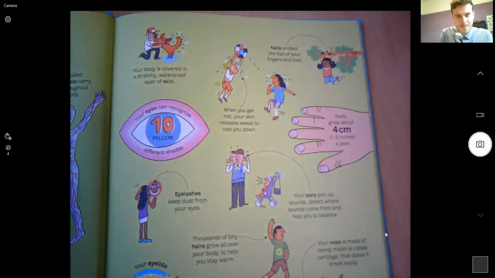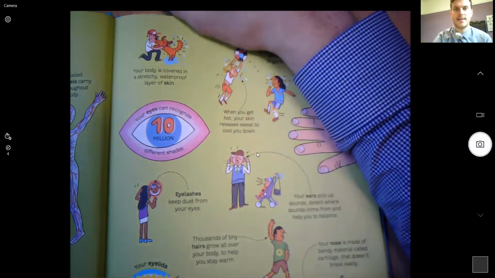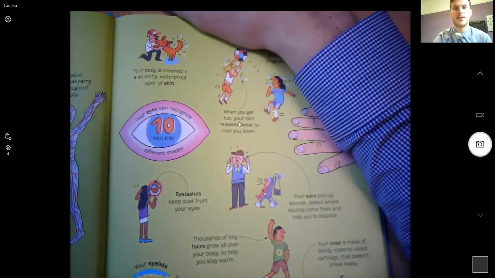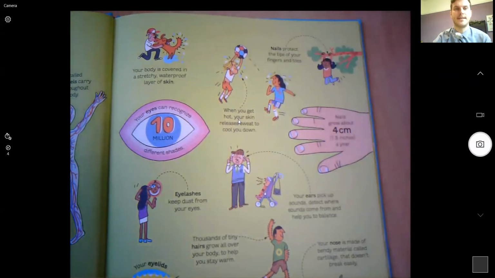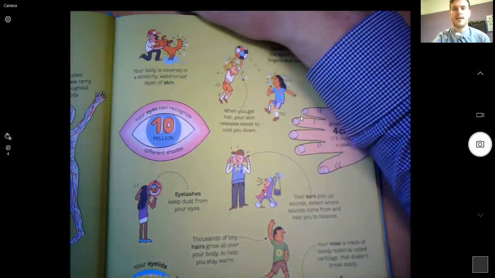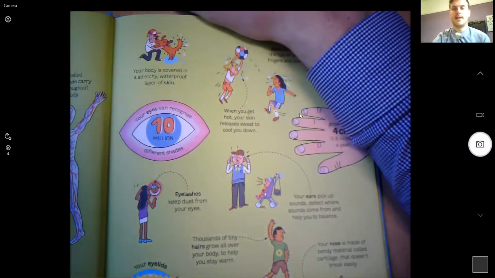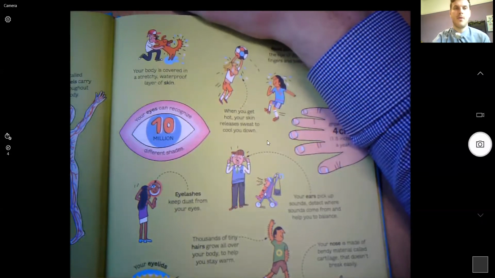So this page tells us we're made up of all these things, but it also gives us a little bit of information. Okay? Our skin is there to help us cool down when we get hot. Okay, that is why we sweat. We've got nails, the ends of our fingers and toes, sorry.